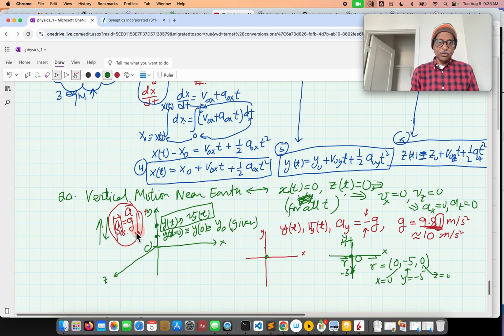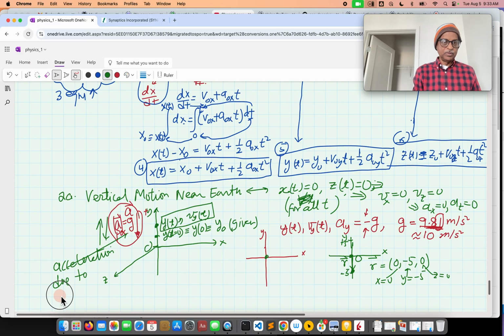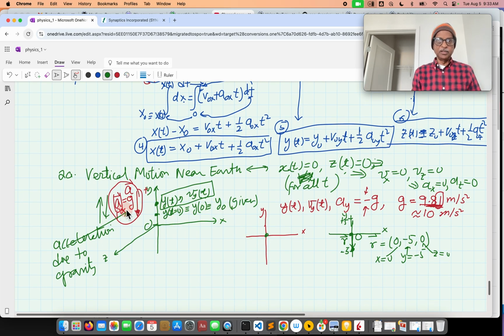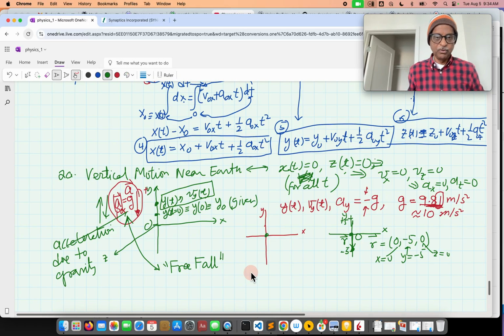Draw this vector, which is the acceleration due to gravity. When we have acceleration like this, if you just have this acceleration, then we say we are doing what's called free fall. Free fall, okay? This is free fall.